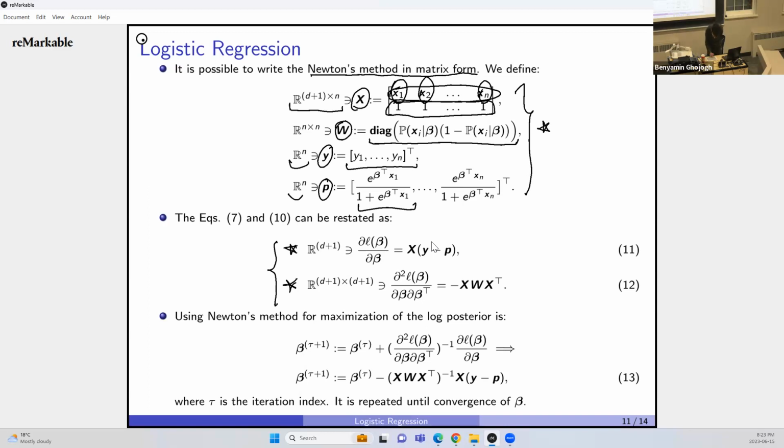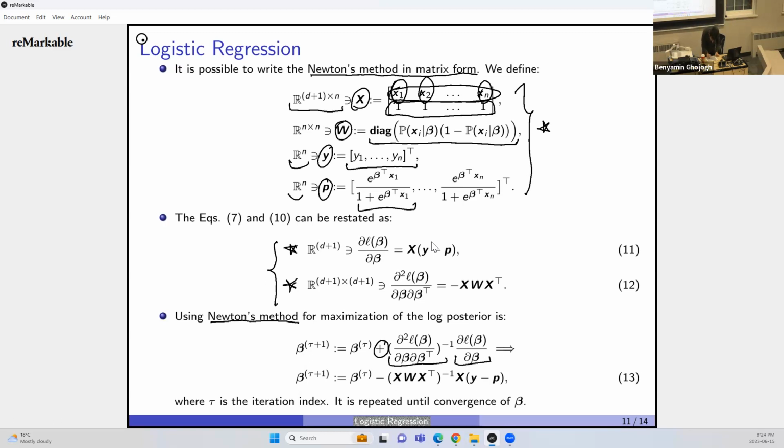Now, Newton's method. What is Newton's method for maximization? It says that the variable equals the previous variable plus. Here we have plus rather than minus. Why? Because we are maximizing it. Plus the Hessian inverse times the gradient, right? So plus Hessian inverse times gradient.